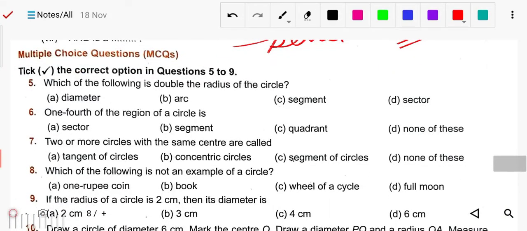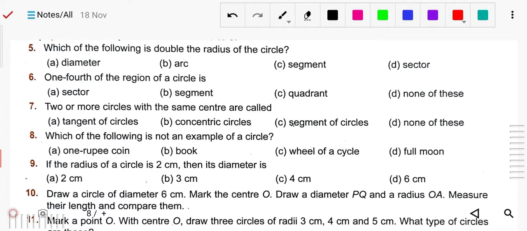Now next, question number 5. Which of the following is double the radius of a circle? Diameter. One quarter of the region is called, just now I taught, the quadrant. Two or more circles with the same center are called concentric circles, so where is the option? Concentric circle here. Now which of the following is not an example of a circle? One rupee coin, book, wheel of a cycle, full moon. Of course a book is not an example because it is not round in shape.